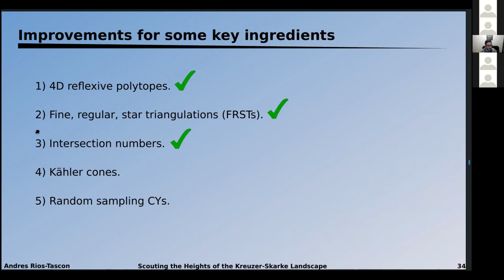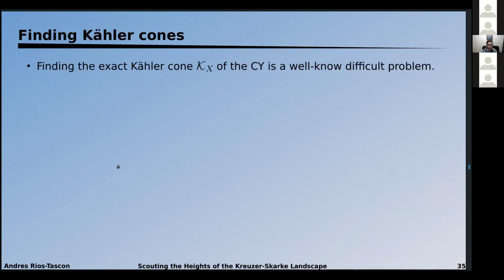Okay, so now we also have intersection numbers done. Now let's look at Kähler cones. It's pretty well known that finding the exact Kähler cone of a Calabi-Yau is very difficult, and there's no known algorithm to do it in general.